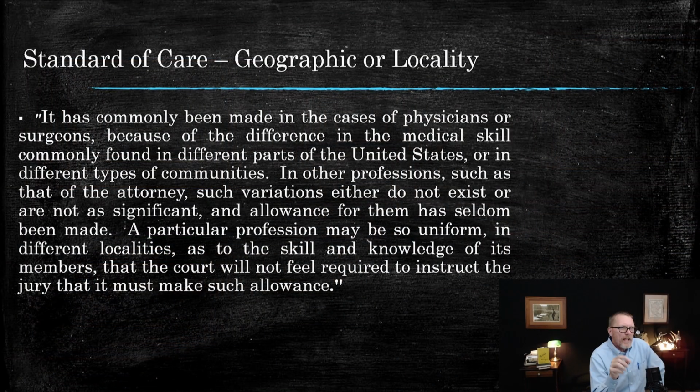It is commonly made in the cases of physicians or surgeons because of the difference in the medical skill commonly found in different parts of the United States or in different types of communities. In other professions, such as that of an attorney, such variations either do not exist or are not significant, and allowance for them has seldom been made. A particular profession may be so uniform in different localities as to the skill and knowledge of the members that the court will not feel required to instruct the jury that it must make such an allowance. And that right there says it all.